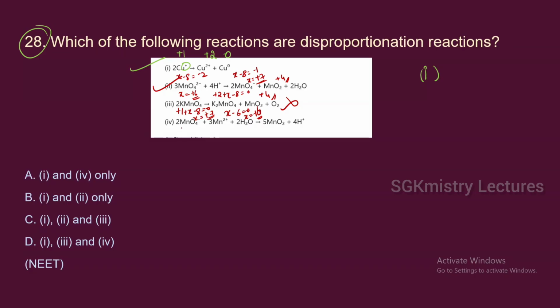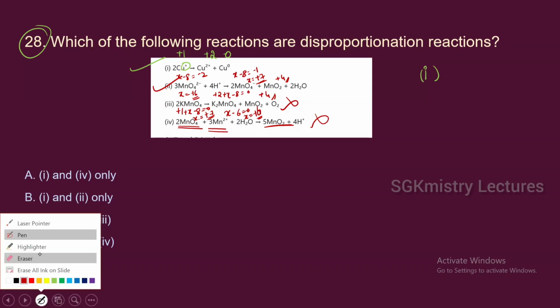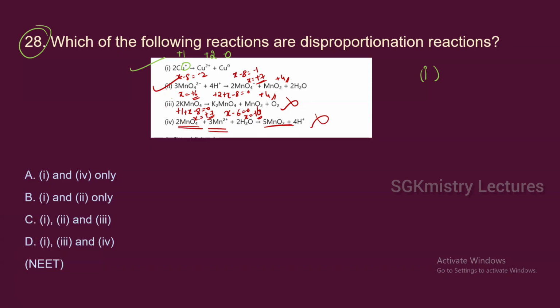Now, in this particular reaction, that is 4, you can see there are 2 reactants with manganese and only 1 in the product which contains manganese. So obviously, this also cannot be a disproportionation reaction. So we have only 1 and 2. So option B is the right answer.